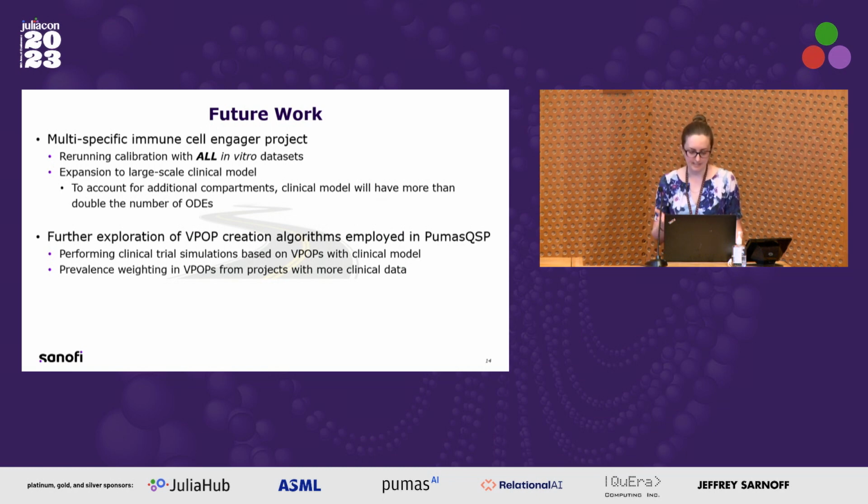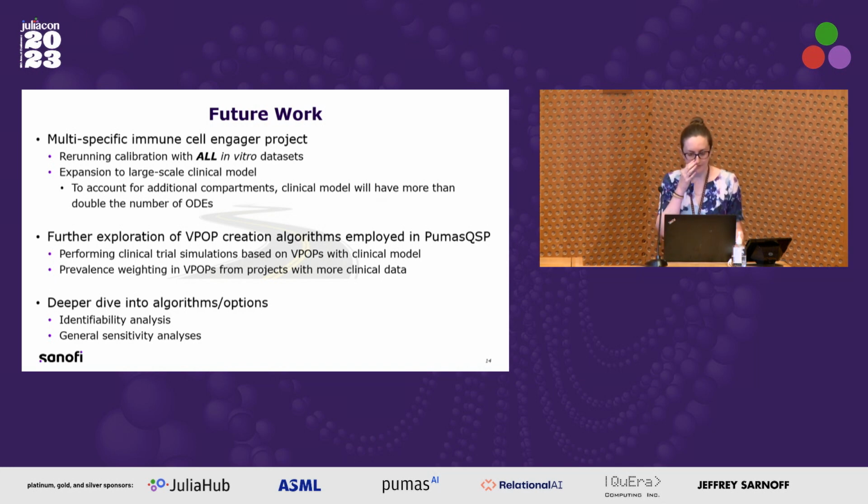We're also excited to keep learning more about the options and what works best for the virtual population algorithm in Puma's QSP, and also looking into prevalence weighting in different projects where we already have clinical data. And lastly, we'll be exploring possibly looking into identifiability analyses. That's not something we really do right now, and also GSA.